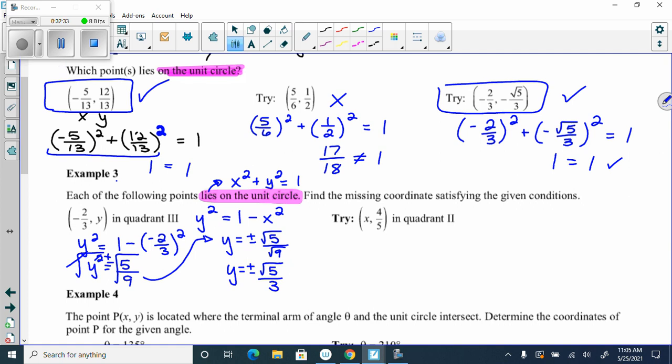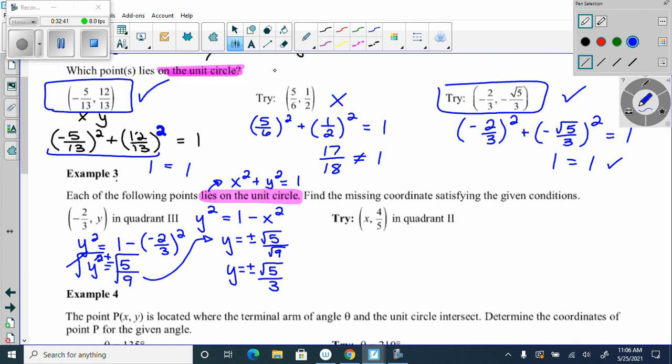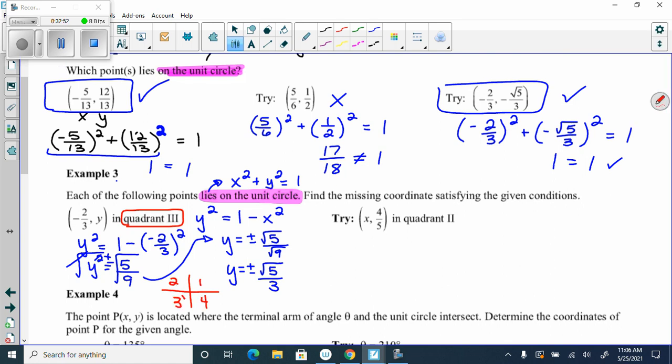The big problem here, though, is we have two answers. We have a plus or minus. So I gave you what quadrant it's in to narrow it down. So it's in quadrant 3. So this is 1, 2, 3, 4. So it's down here. So I have two answers for y, but I really only have one that works. Yeah, it's going to be a negative.